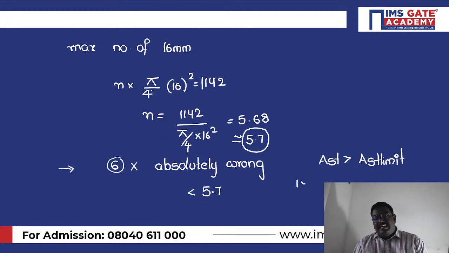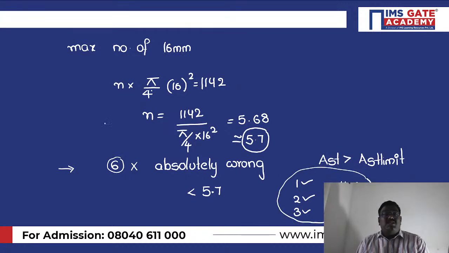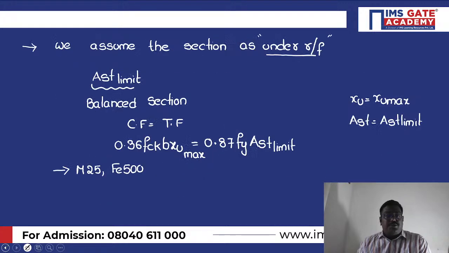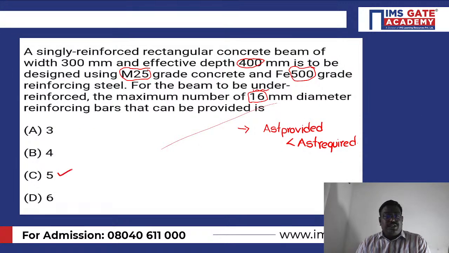So 1 can be correct, 2 can be correct, 3 can be correct, or 4 bars can be correct, or 5 bars. The beauty of this question is, out of these, he has asked what is the maximum number of bars. So the maximum number of bars here is 5. So the option here is 5 number of bars. In the options we have option C. So this is the one I would like to tell you.